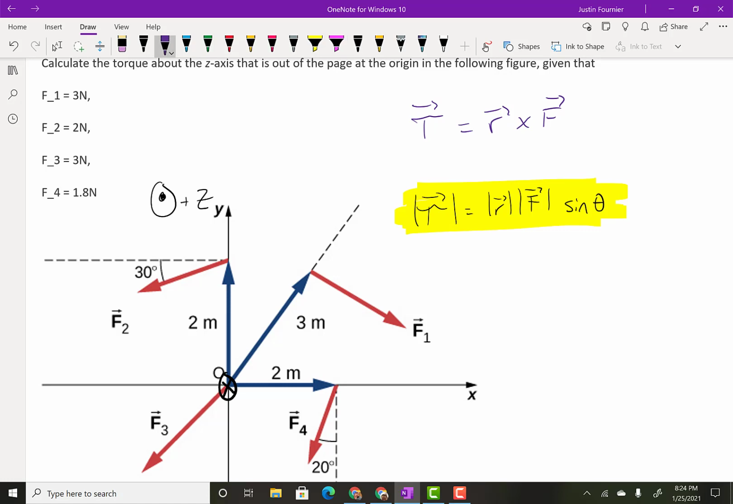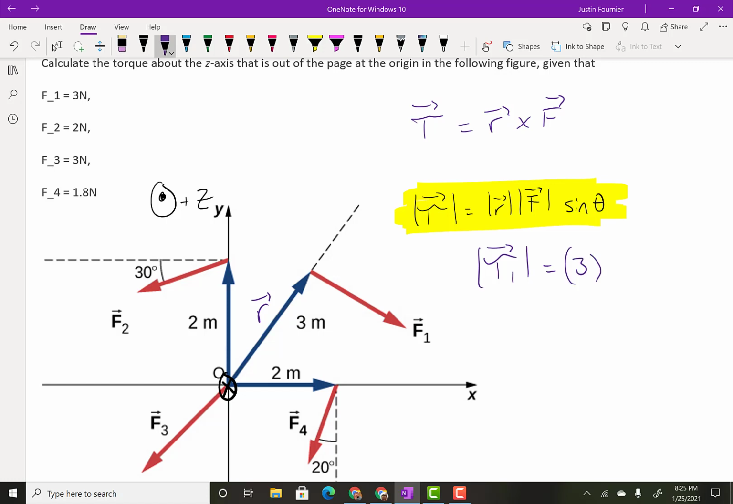Okay, so let's see what this looks like. Let's do it first for torque 1. It's going to equal the r vector. I already drew it last time, it's already here for me. It's pointing this way, so this is the r vector, and the magnitude is equal to 3 meters.